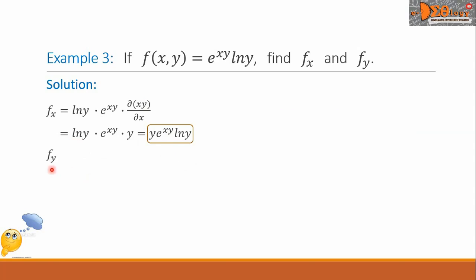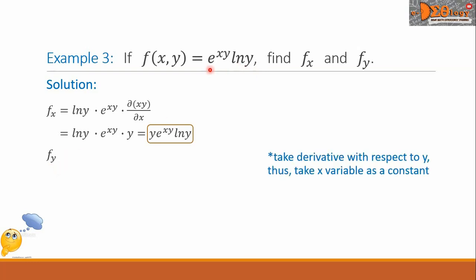Then f sub y, the partial derivative of f with respect to y. We will take the derivative of this function with respect to y. Thus, x variable is taken as a constant. In our function here, we can see that this is a product of two functions of y. Therefore, we're going to use a product rule.